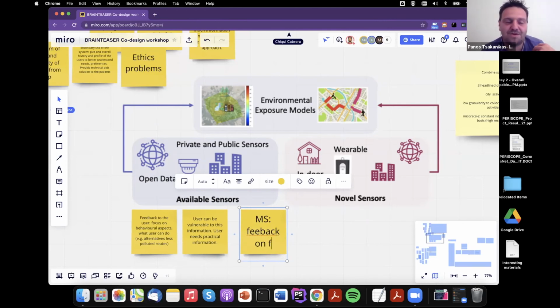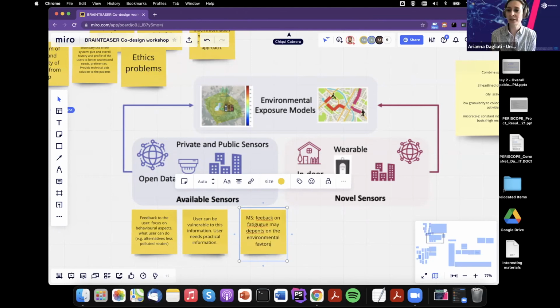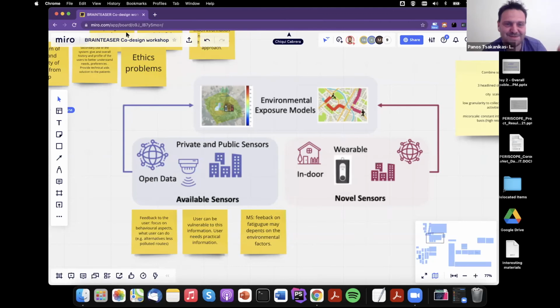That is not caused by the disease, but also by the environmental factors. Okay, yeah, that's a very useful feedback indeed. Thank you. It's not my sector, but just suggested.